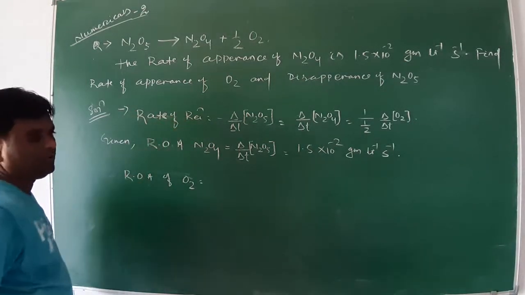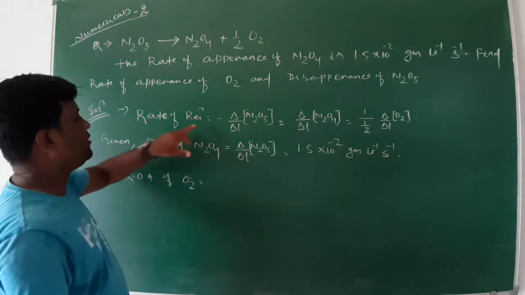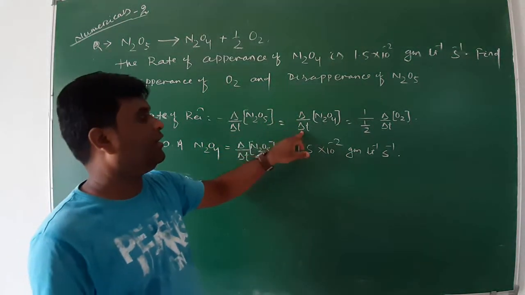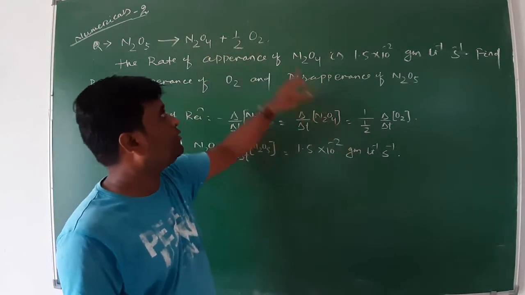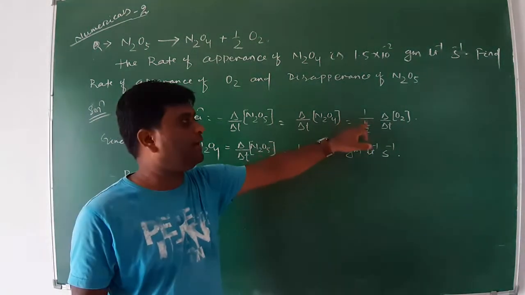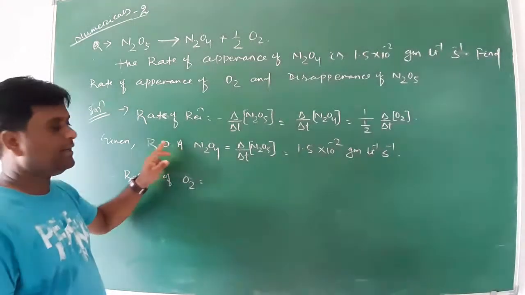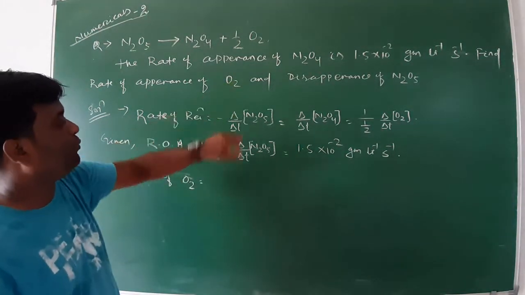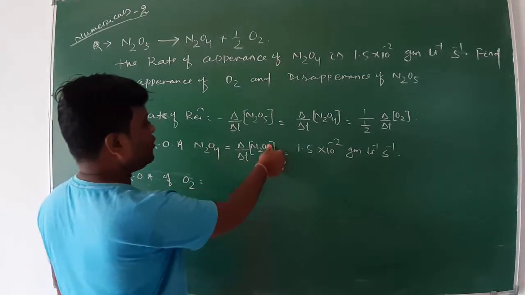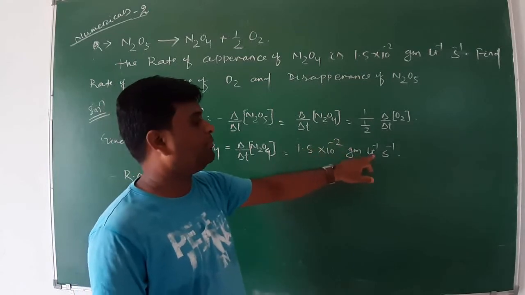The rate of reaction can be written either in terms of reactant or in terms of product. So rate of reaction equals minus del by del t of concentration of N2O5, equals del by del t of concentration of N2O4, equals, from the stoichiometric coefficient 1 by 1/2, 2 times del by del t of O2. Given the rate of appearance of N2O4, del by del t of concentration of N2O4 equals 1.5 into 10 to the power minus 2 gram per liter per second.